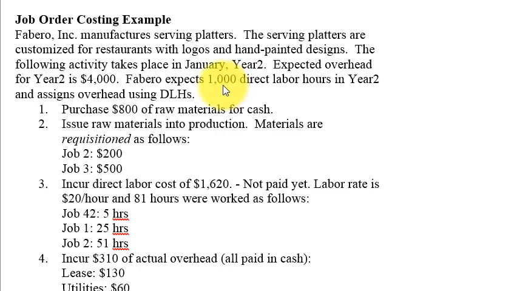We'll only be doing accounting for the month of January in year 2, just to keep the example small and simple. Most companies use a predetermined overhead rate where they use estimates for a much longer period of time to smooth out fluctuations in the overhead rate.